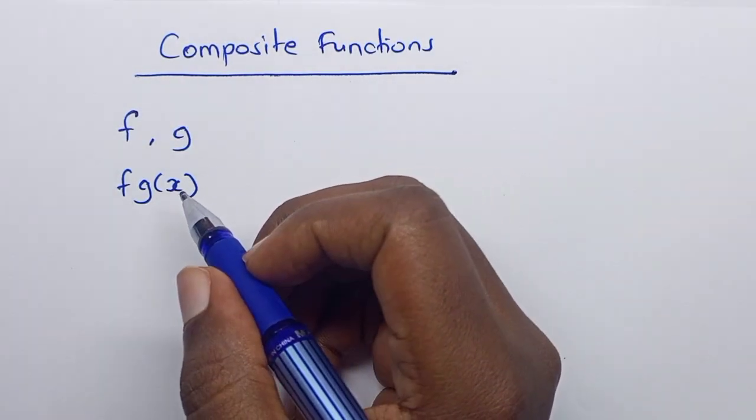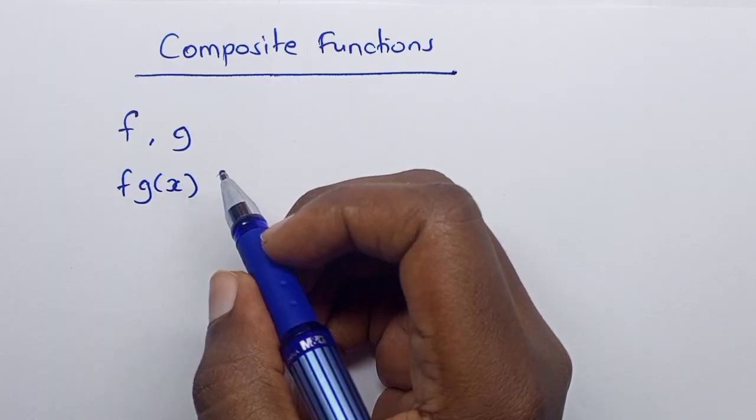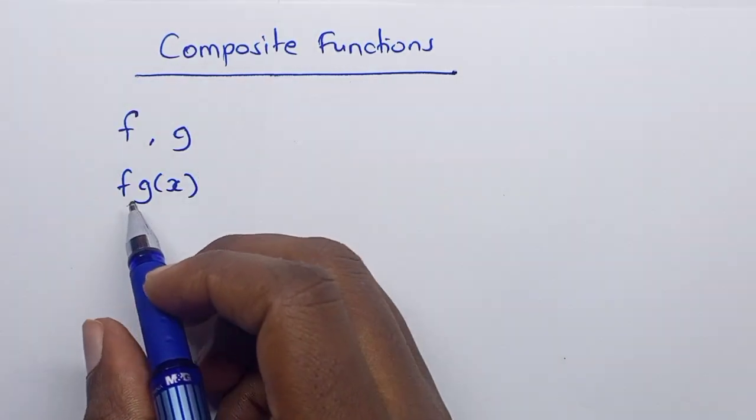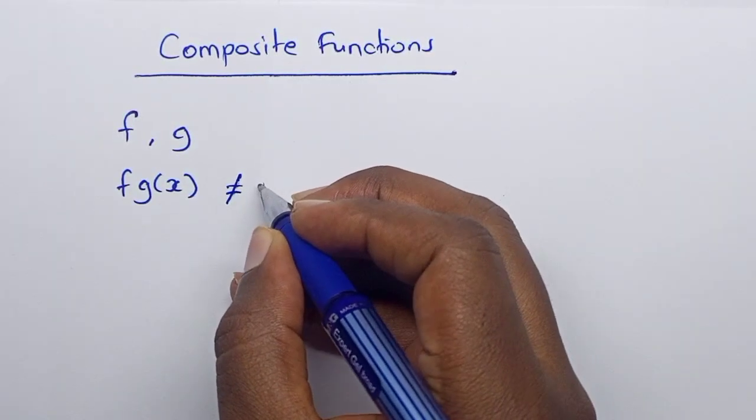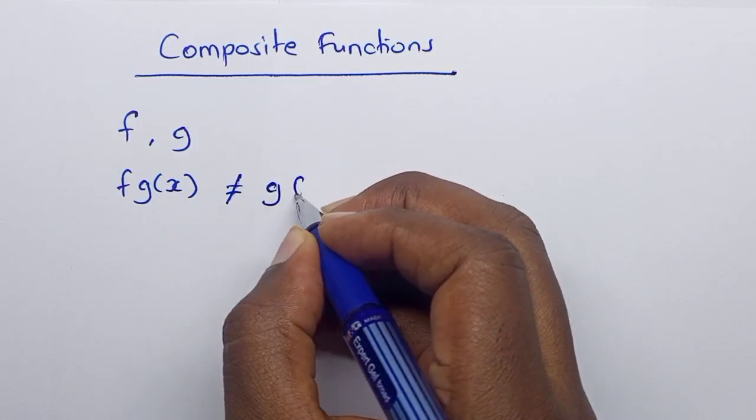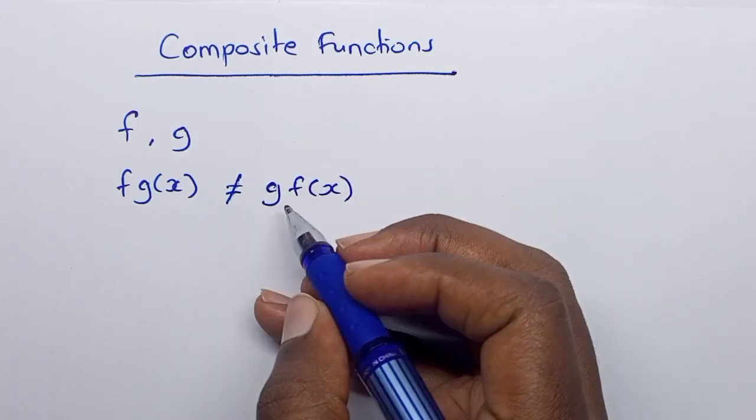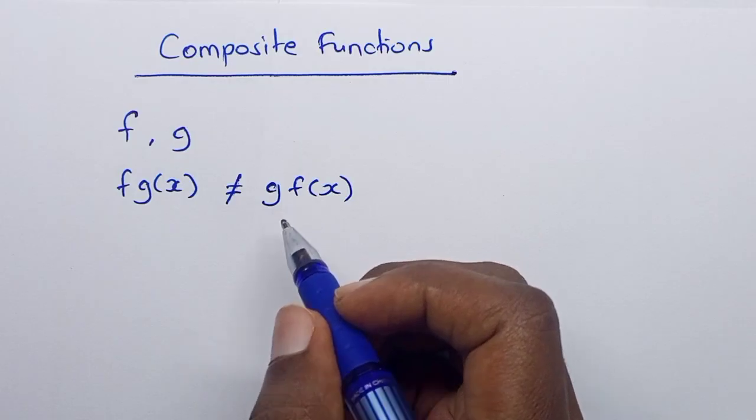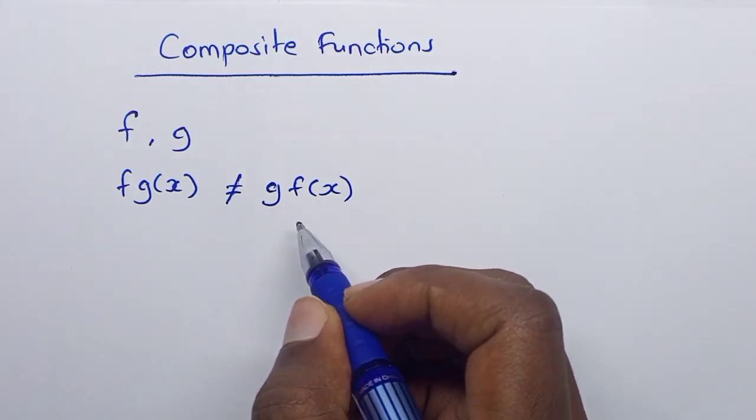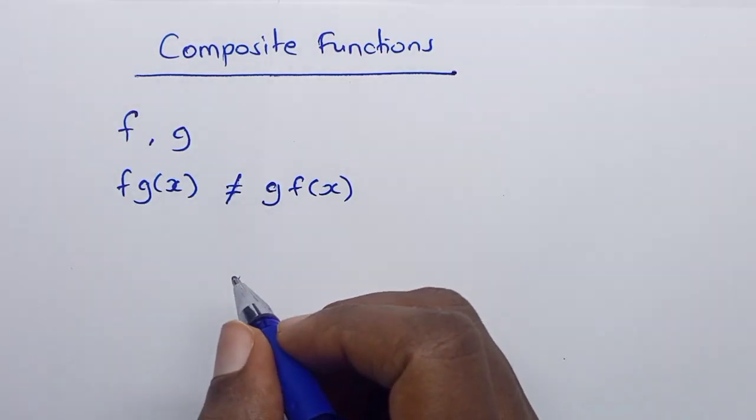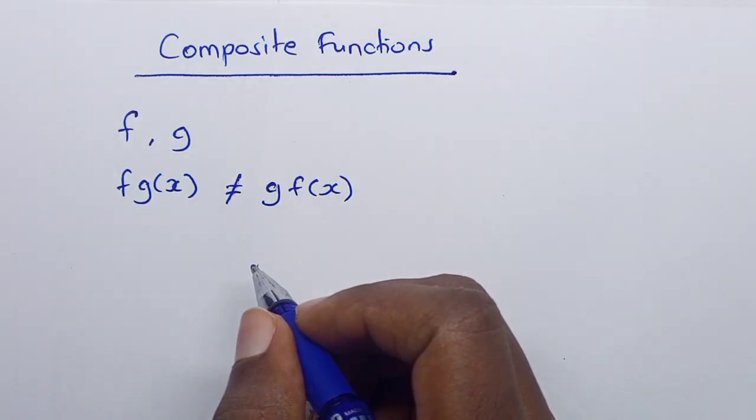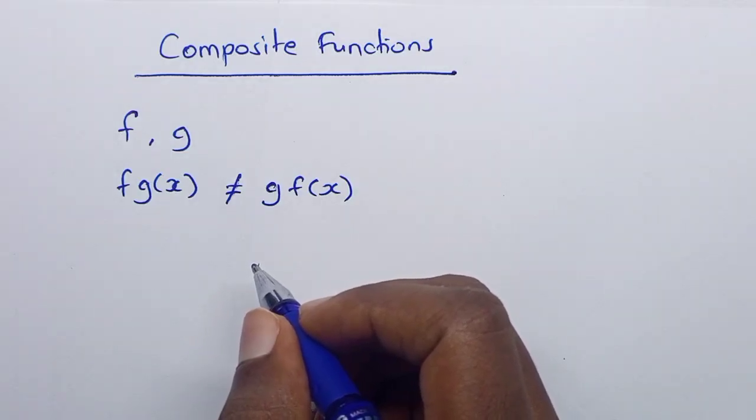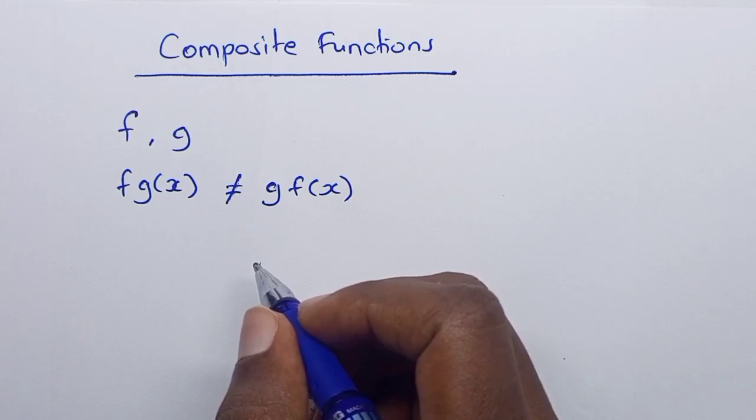Now, the order in which the functions are applied is very important. For example, f of g of x is not the same as g of f of x. These are two totally different things, so you must take note of that. So if we have two or more functions, then we could be having many different permutations of those functions that lead to very many different composite functions.